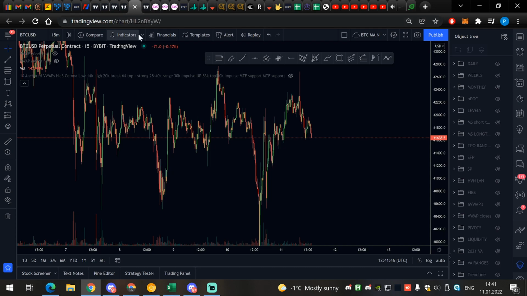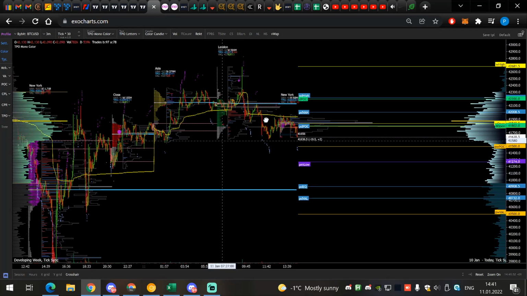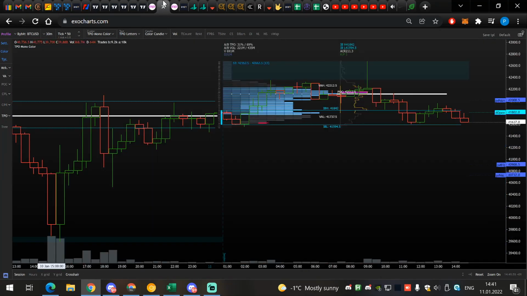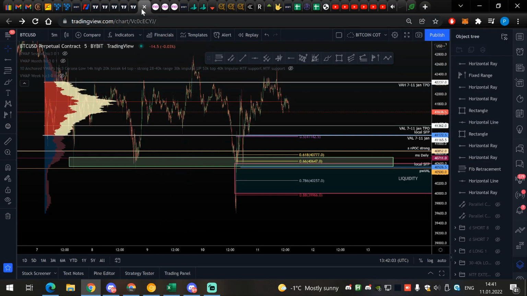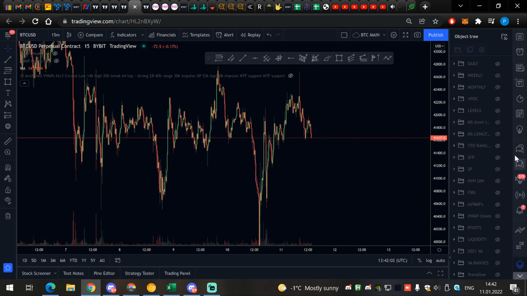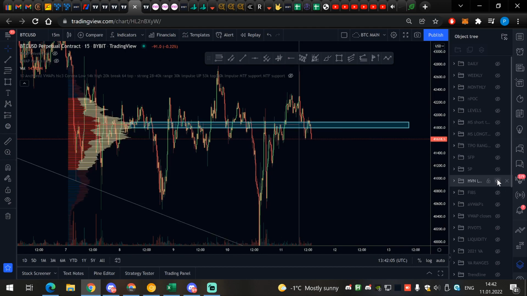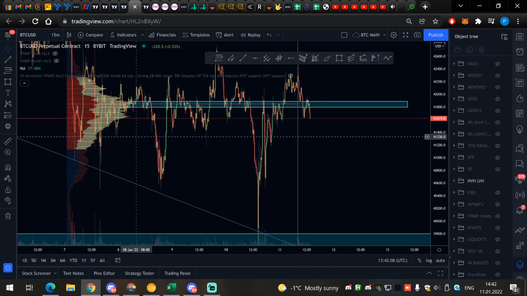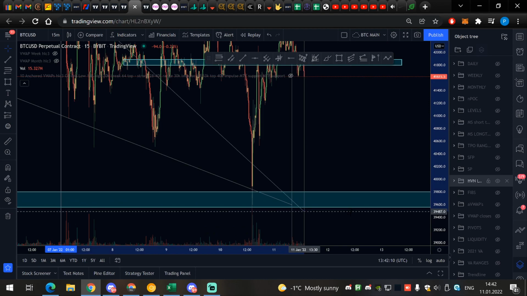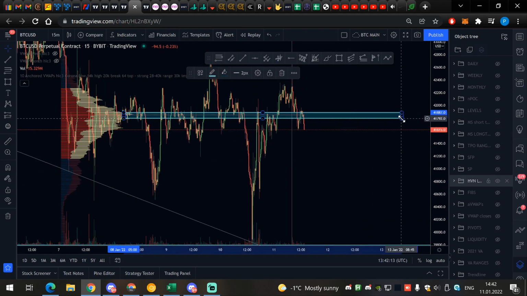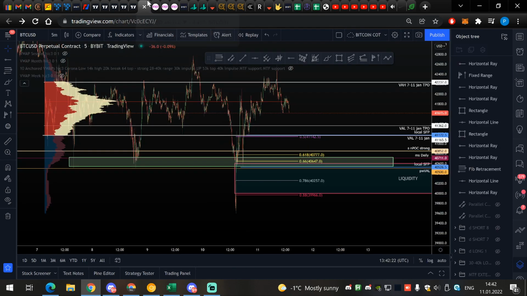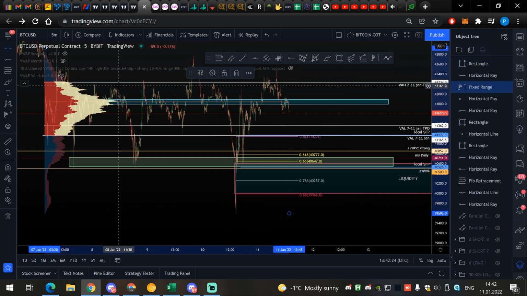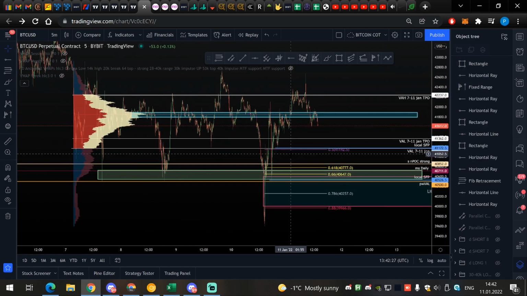I think that we have no single prints to the downside. Let's have a look. Yes, no single prints to the downside. We can copy this high volume node, why not? In case we change market structure, it can become support. You can see price was fighting there.